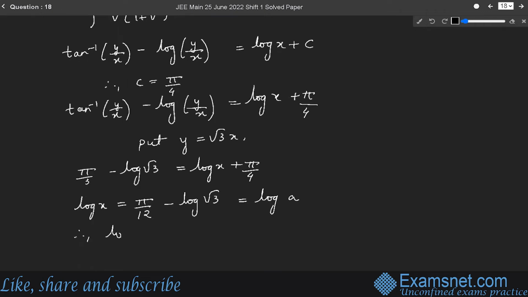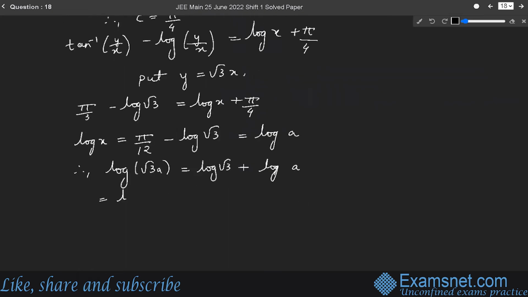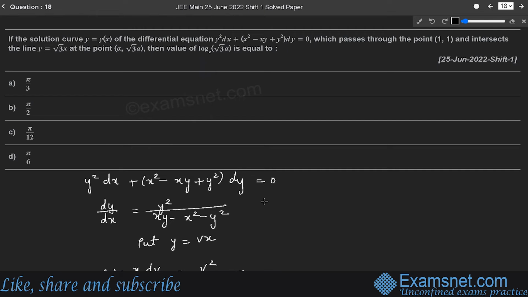Therefore, log(√3a) will be equal to log √3 + log a. We know that log m + log n = log mn. So, it can also be written as log √3 + π/12 − log √3, which is equal to π/12. Therefore, we can say that the correct answer for this question is π/12. Therefore, option C is the correct option.